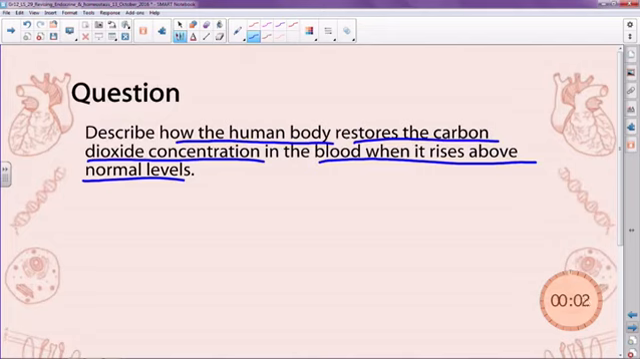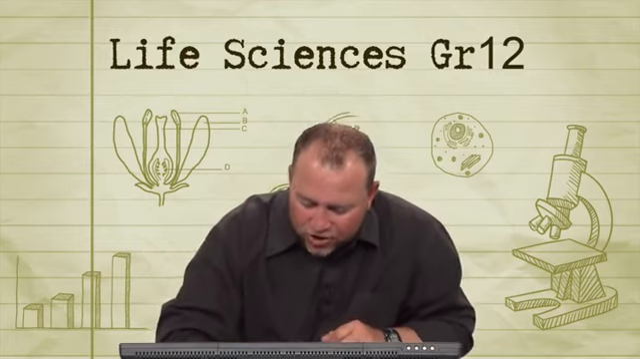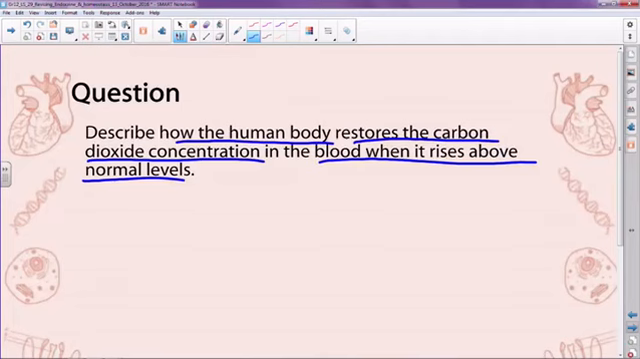Now, let's have a look at that answer. Before I even show you the answer, let's have a look at this question properly. First of all, we're having a look at carbon dioxide, okay? And when it has risen, or when it becomes higher than normal, how do we restore the carbon dioxide concentration in the blood if it goes higher than normal?